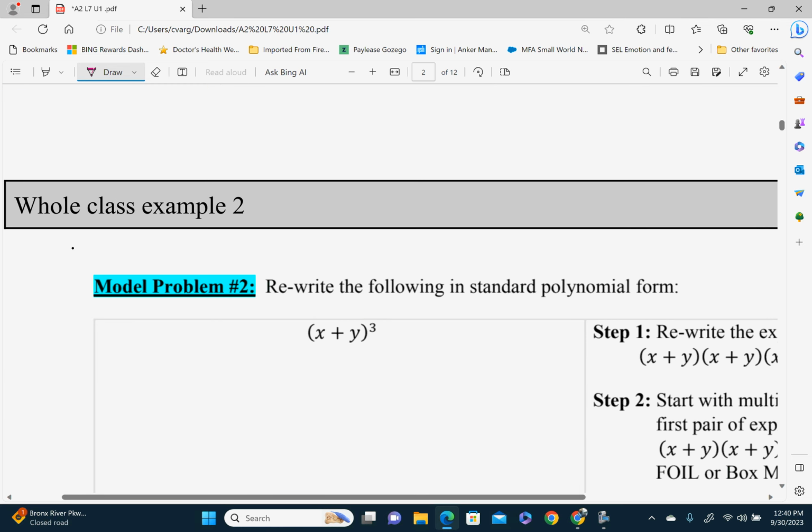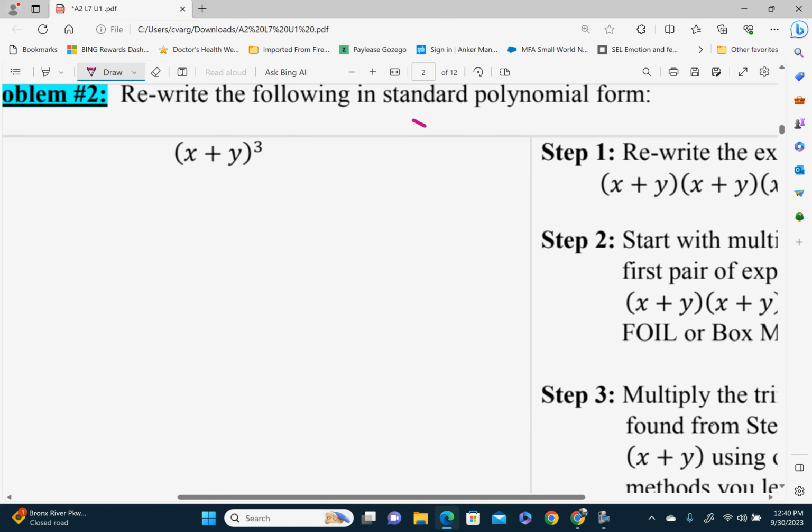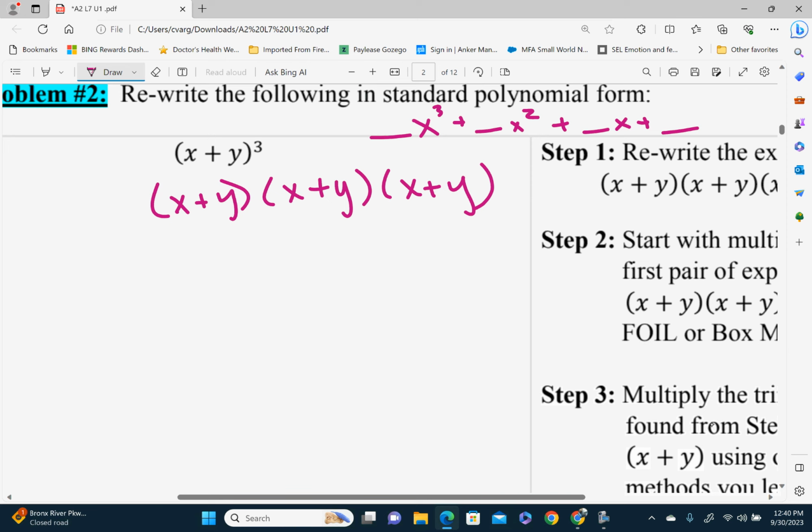Model problem number 2. Rewrite the following in standard. Standard means that you're going to do something like x to the third plus something x squared plus something x plus a number by itself. They go lower in terms of the exponents. So here we have (x + y) cubed. That means that you're doing x plus y times itself 3 times. Okay, so how do you do a question like this, right?